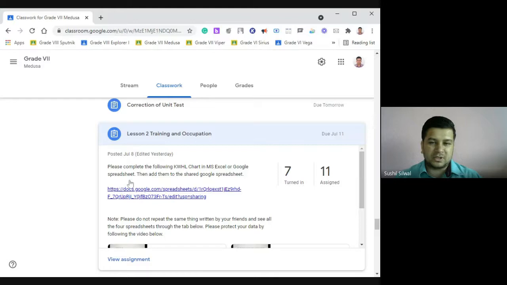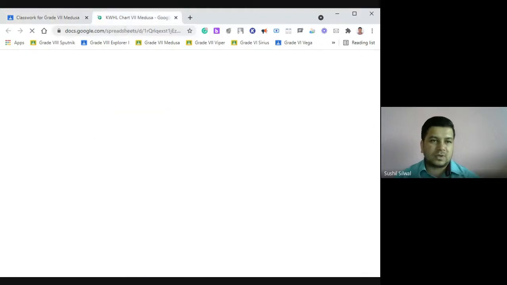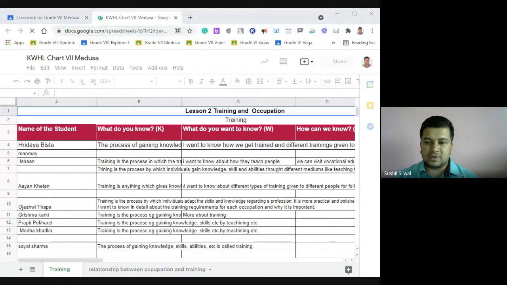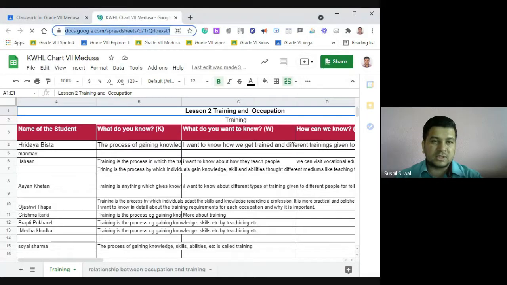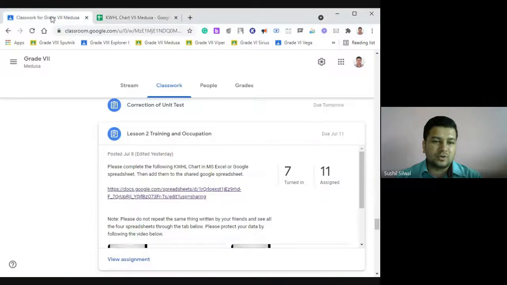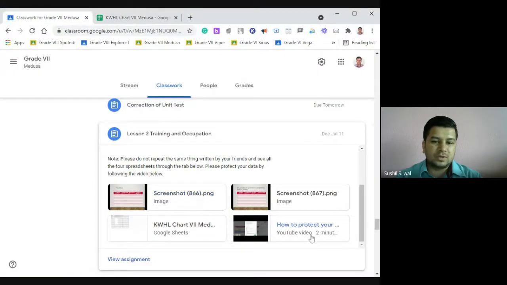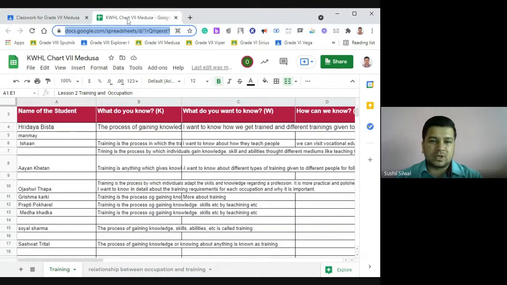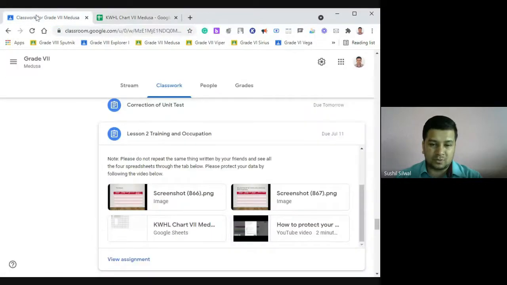The instructions have been changed a little. Don't panic about it. Just see the main file itself. I will keep this link here in your chat box also, so that it's easy. Now there's a video over there where you can understand how to protect your data so that others cannot delete it. Is that clear? You can see that video later on as well.